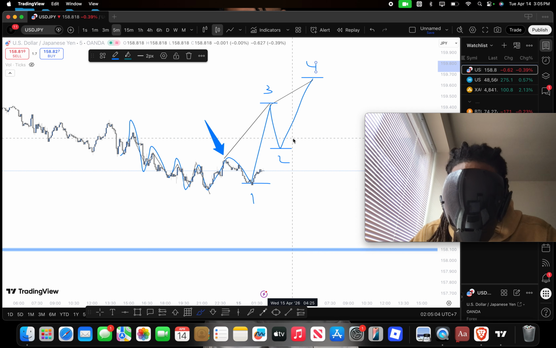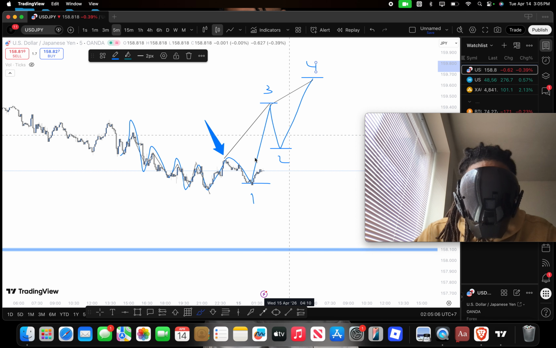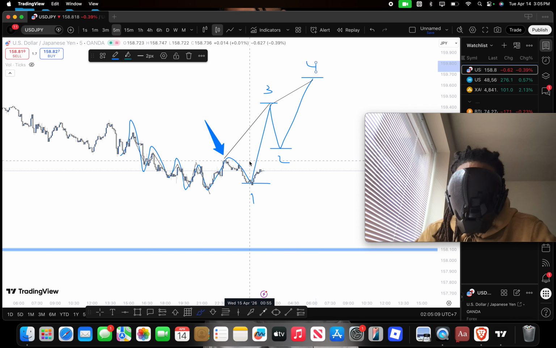And now this is where I like to look for my trade. So now that I see that demand is exceeding supply, it's greater than supply because we have all this market structure in demand.